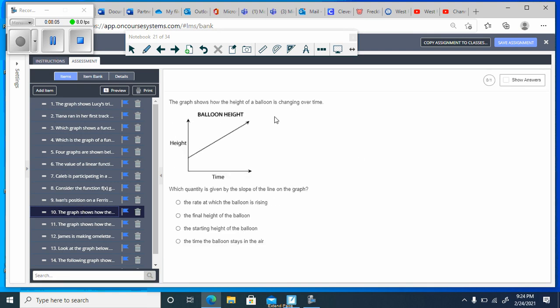The graph shows how the height of a balloon is changing over time. Which quantity is given by the slope of the line on the graph? Well, we know when we're talking about slope, it is change in y over change in x. So that is change in height over time. If it's going up, that means it's getting higher over time. So what it's showing us is the rate at which the balloon is rising. The slope tells us the rate at which the balloon is rising.